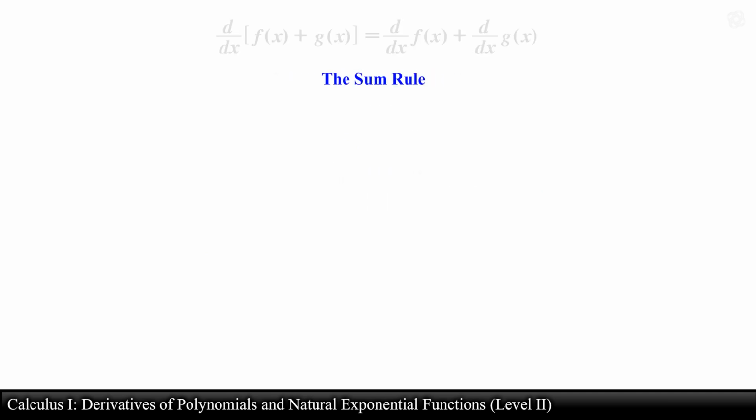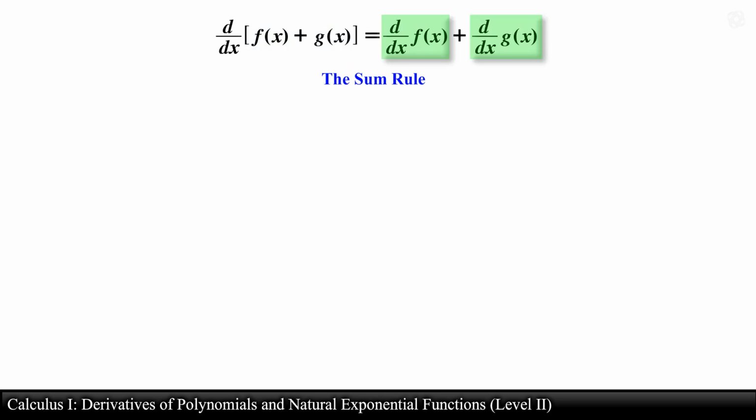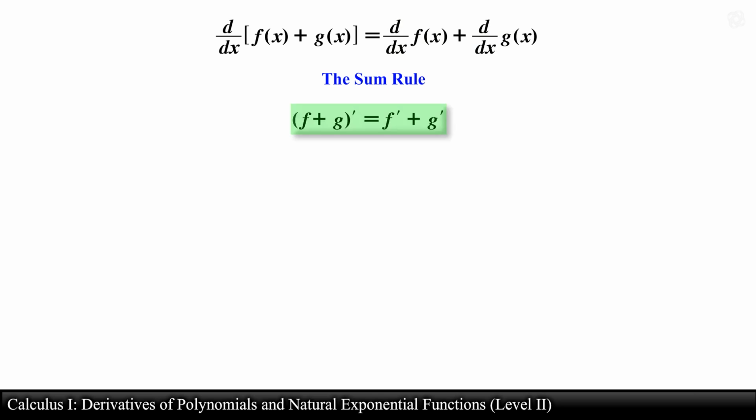Alright, let's move along to our next rule, the sum rule. This rule states that the derivative of a sum of functions is the sum of the derivatives. In other words, you take the derivative of each function one by one. The sum rule can also be denoted by using prime notation as follows. The quantity f plus g prime equals f prime plus g prime.